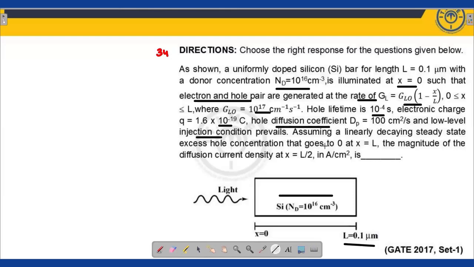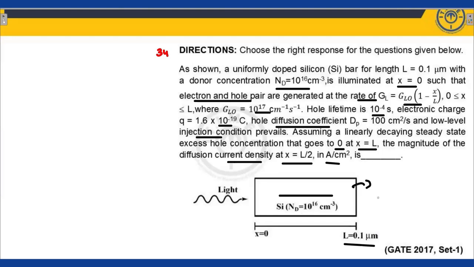Low level injection prevails, assuming a linearly decaying steady state excess hole concentration that goes to 0 at x equal to L. What is the magnitude of the diffusion current density at x equal to L by 2? He is asking for this value. Here the light is projecting on a silicon bar. It is an N type silicon bar, because of the Nd concentration.